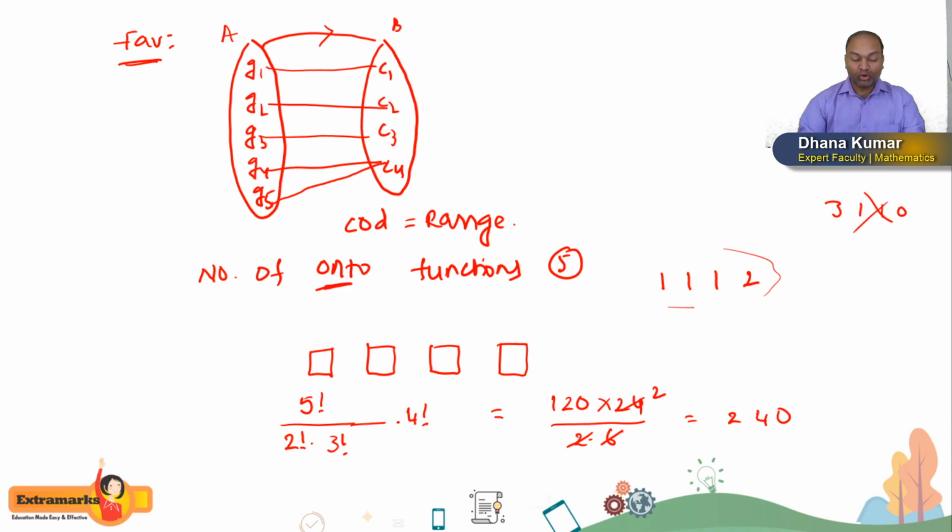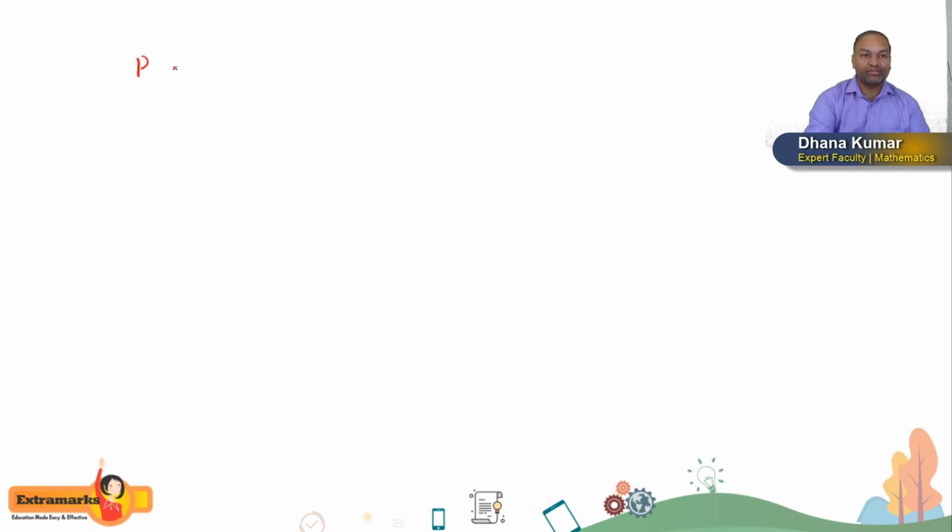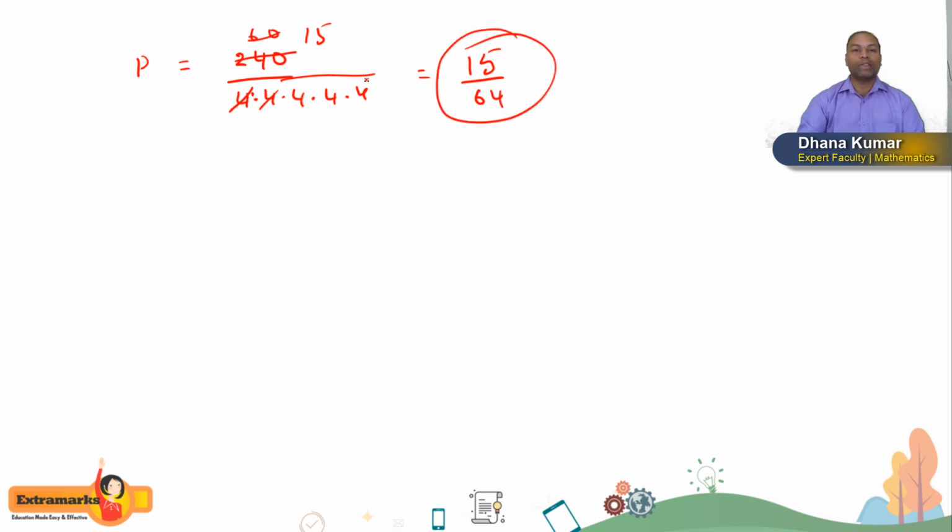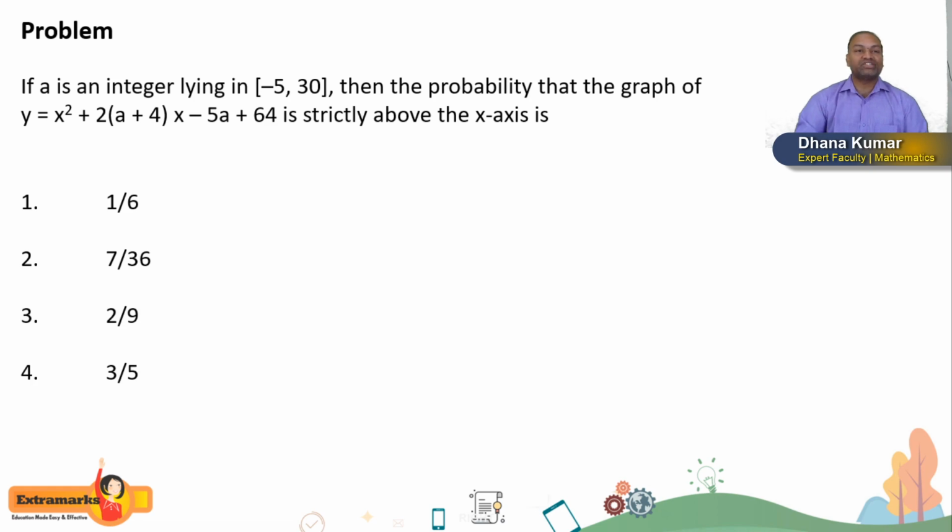Now let us come to the probability final answer. Probability P is equal to favorable cases 240, total number of cases 4 power 5. Correct now? 4 power 5, so that is 4 into 4 into 4 into 4 into 4. Simplification here: 4 6 are 24. Correct now? 0. Again 4, how many times? 15 times. Is there any other possibility? No. 15 by 4 4s are 16, 16 4s are 64. So for this question answer is 15 by 64. Clear? Any doubt? Right. Let us come to next one more question.